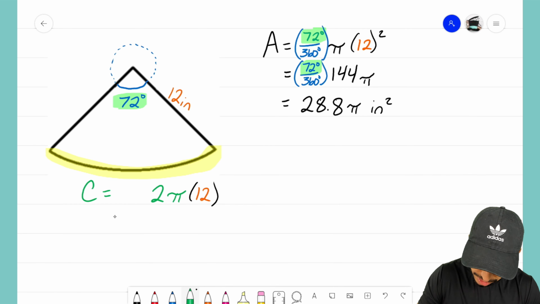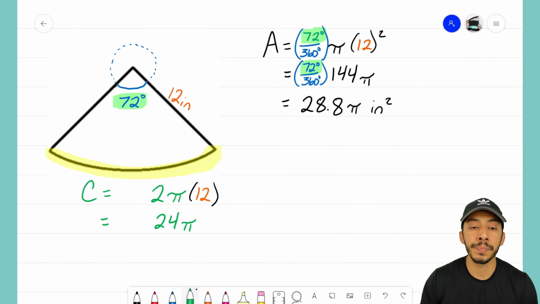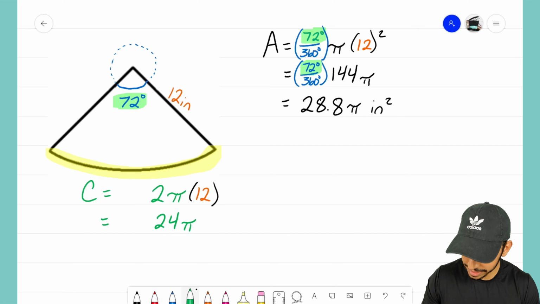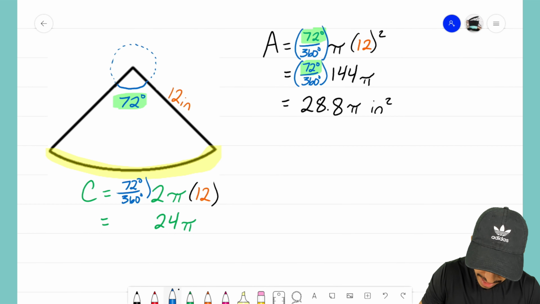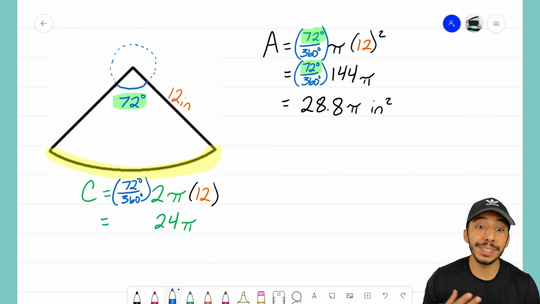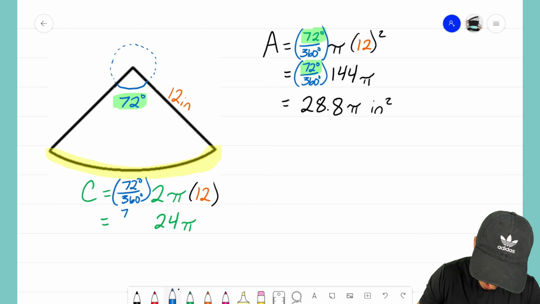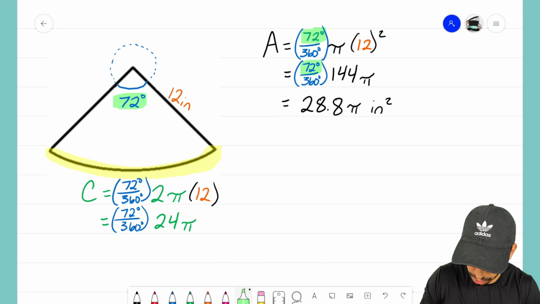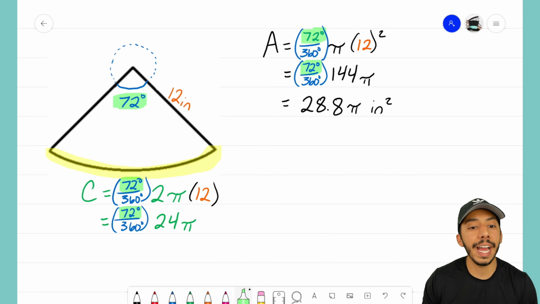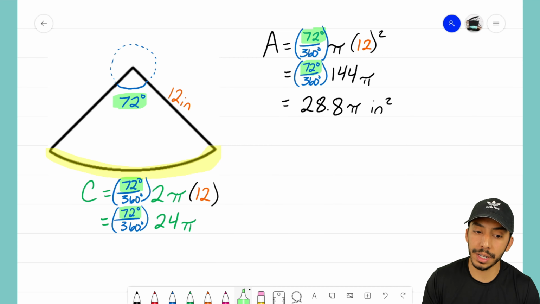And again, the entire circumference for that circle would be 24 pi. But again, I don't want the entire circumference. I want the length of my arc, that highlighted yellow piece. Again, it is made up of 72 degrees out of 360 degrees. So I'm going to use that same exact fraction, 72 degrees out of 360 degrees, so I can get the part of that circle that I care about, right? I don't want the entire circumference. I want the part of that circumference.